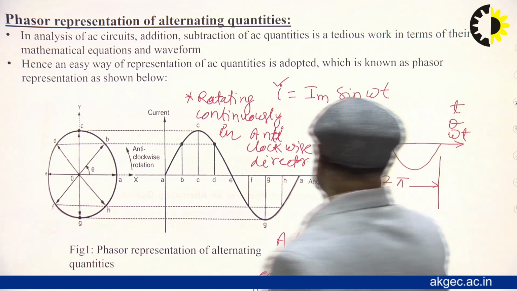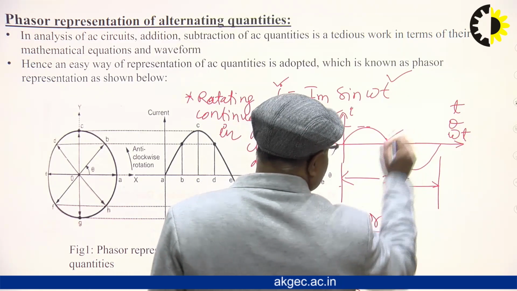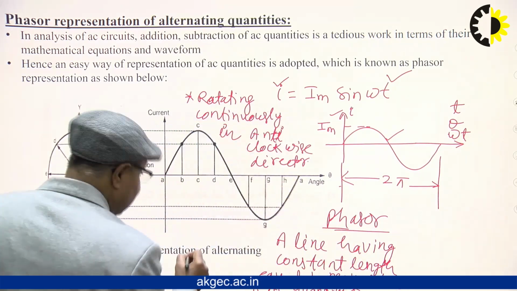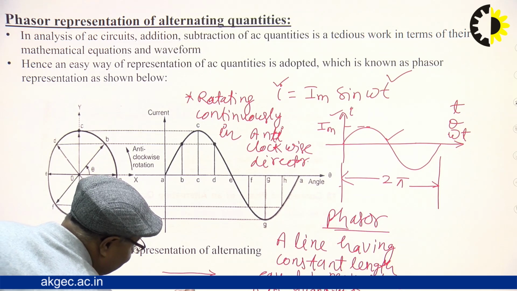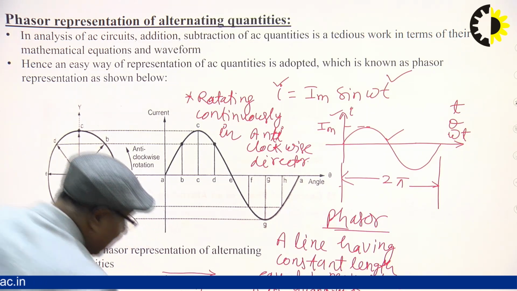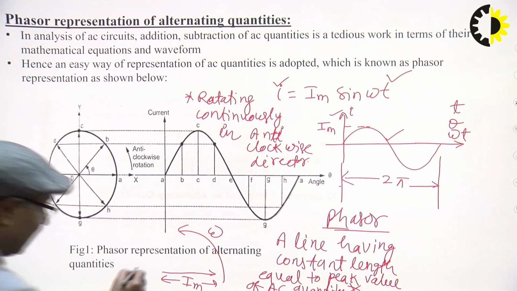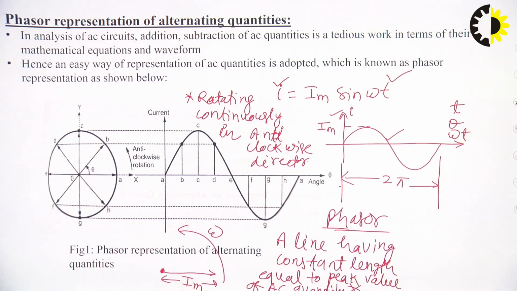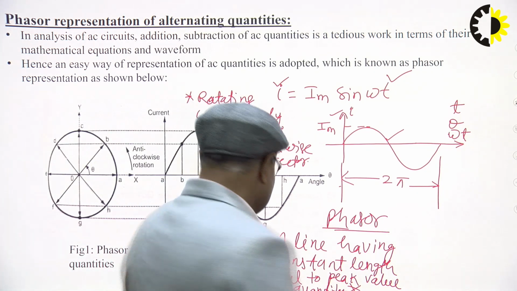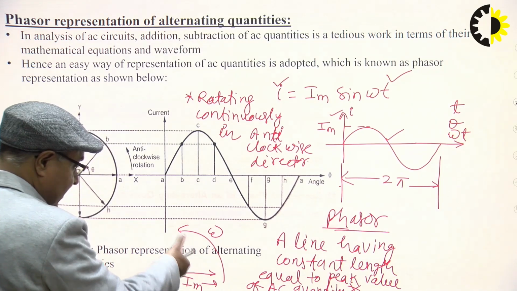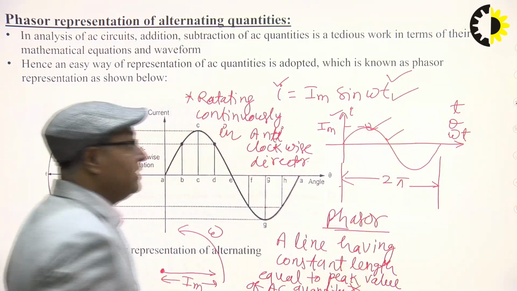Now how can we represent this mathematical equation or this waveform with a line? Suppose this is the length of the line, equal to the peak value, and it is rotating continuously in the anti-clockwise direction about this point or axis. So this length rotating continuously in the anti-clockwise direction represents this AC quantity. This is the meaning of a phasor.